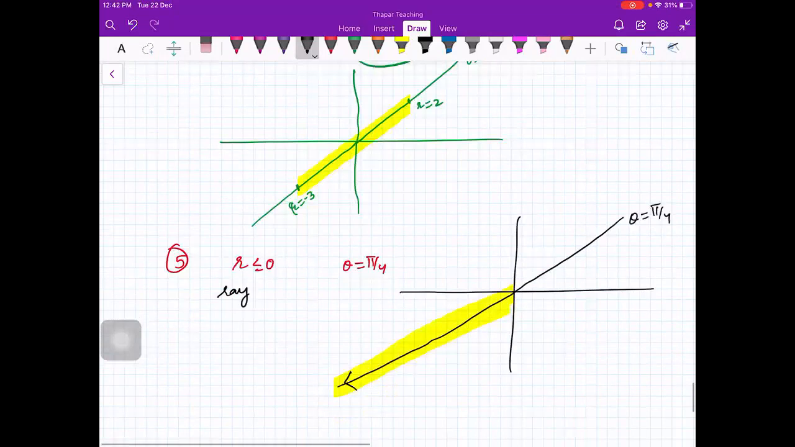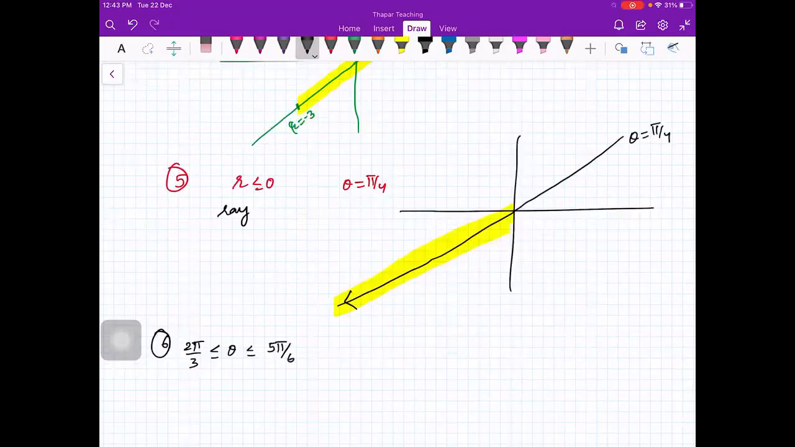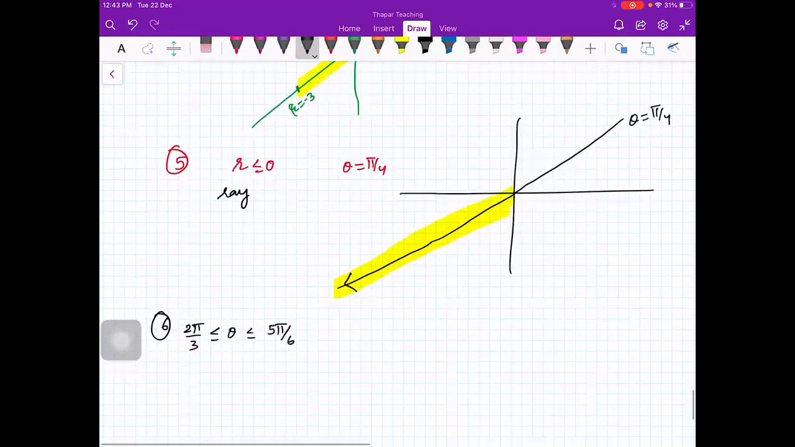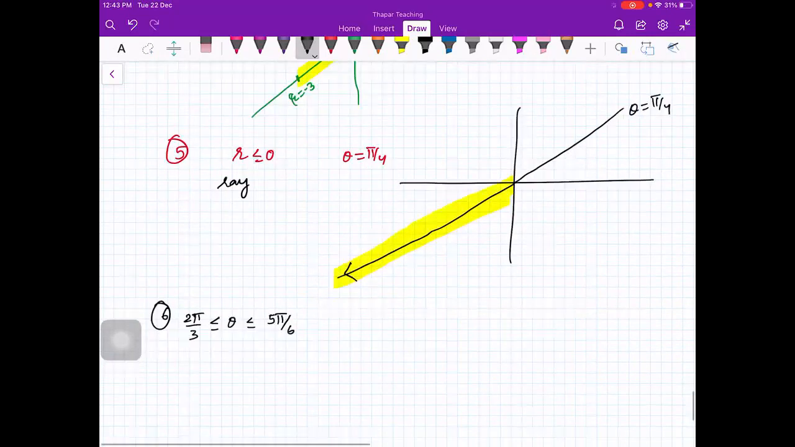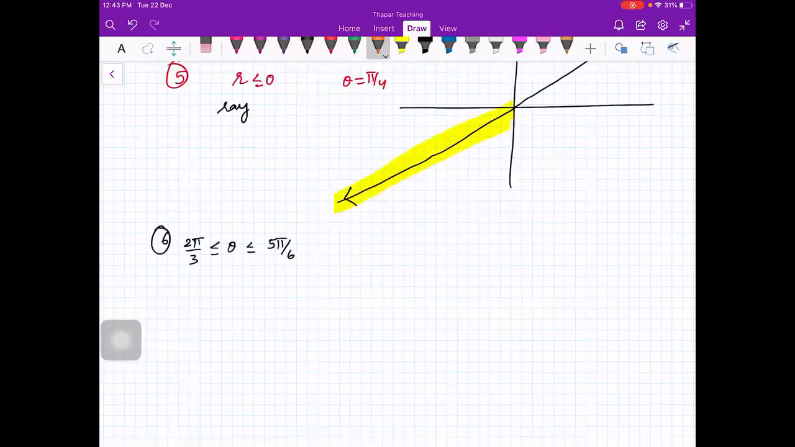Okay. So next is 2 pi by 3 less than or equal to theta less than or equal to 5 pi by 6. Can you tell me what is this? How should I plot it? Ma'am, it is a sector.